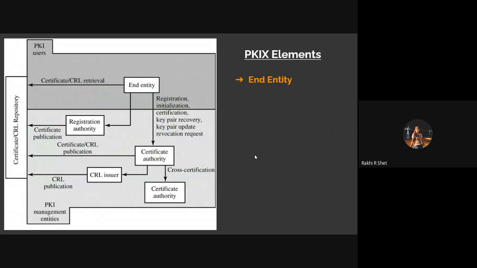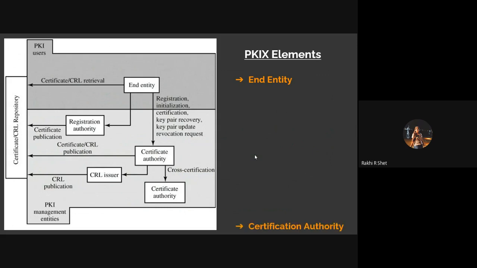End entity. End entities are nothing but the users who want to connect or who want to share the public key between them. So if a user wants to share the public key, he will give his information and the device's information to the certificate authority, and then the user's identity will be verified and the certificate is issued to the user. So this entity can be a server or any other device.